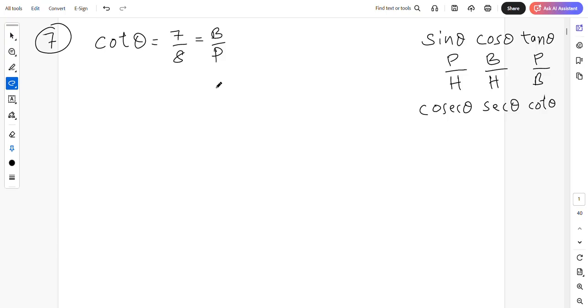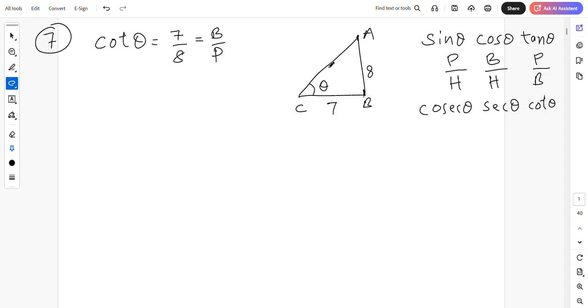Okay, let us draw a triangle. Let us say this is ABC. Let us say this is theta. Which is the base? This is the base. It is given 7. Which is the perpendicular? This is the perpendicular, the side opposite to angle theta. This is perpendicular and this is base.